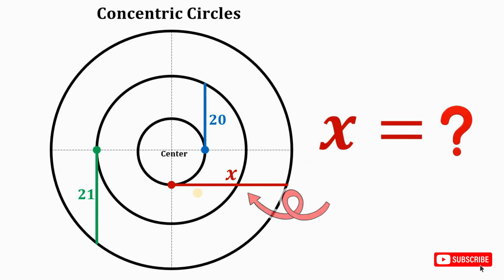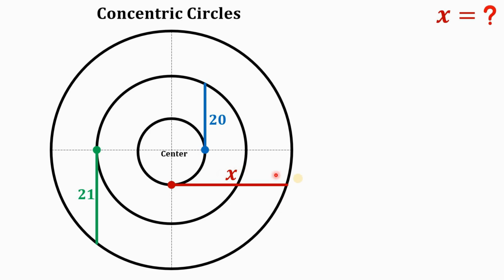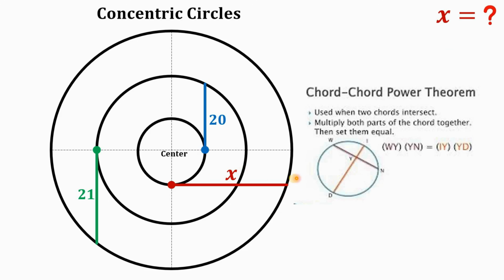And here's the solution. The concept that we need to answer this question is what we call the power of a point, or what we call the chord-chord power theorem. So this chord-chord power theorem is used when two chords intersect inside the circle. And when we have that condition, we can multiply both parts of the chords together, then set them equal. On our given figure right over here, we can say that wy, this part of the chord, times yn equals iy times yd.